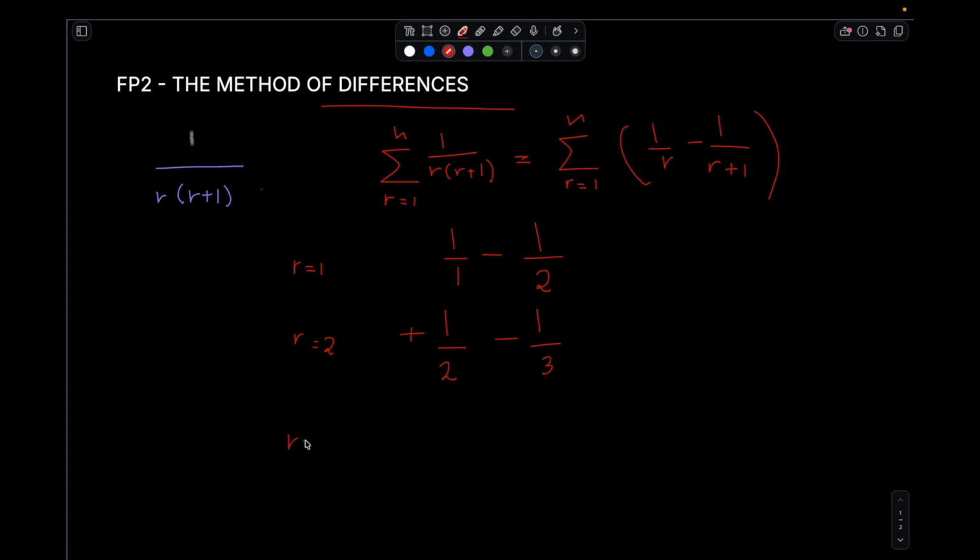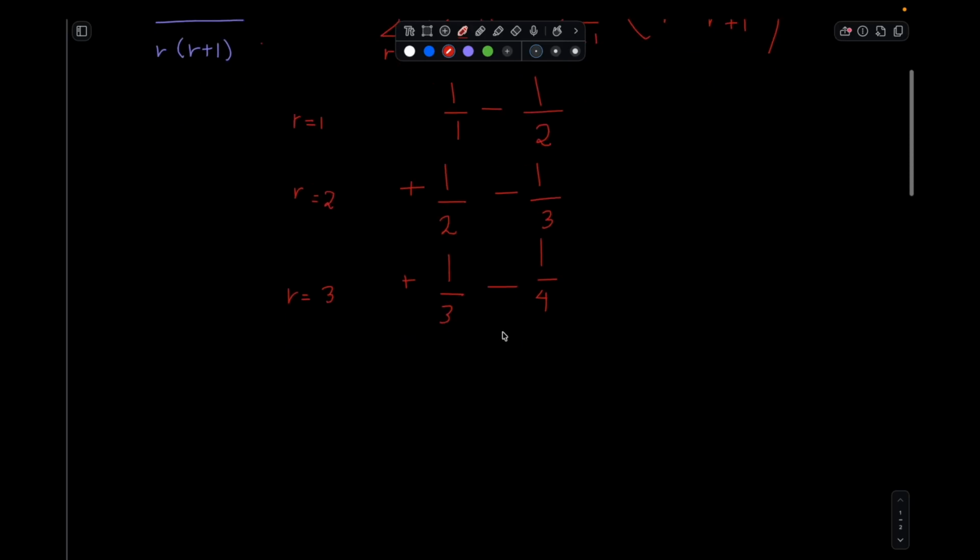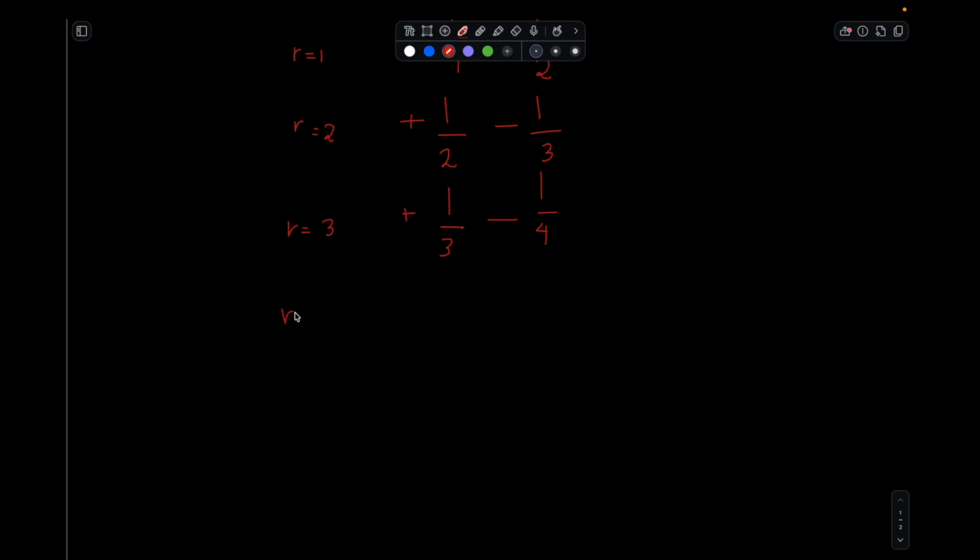It is important to understand that you do not continue this until n, but rather you just see the general pattern across these terms and come to a conclusion. That is exactly what I'll be doing here. And then here it becomes 1 over 3. I can already see a pattern where plus half and minus half cancel, plus 1/3 and minus 1/3 cancel. We'll go for another value, r equals 4, which gives plus 1 over 4 minus 1 over 5.